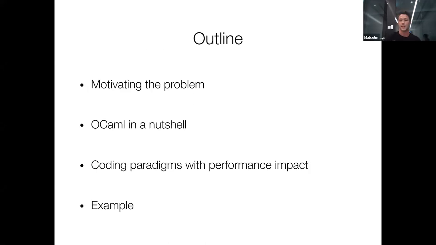Okay, so here's the outline of the talk. First, I'm going to motivate the problem, the application. We're going to talk about what market data is, how much of it there is, and why that is a high performance application. Then we're going to get to some OCaml specific stuff. We'll talk about OCaml at a high level and some of the things about OCaml under the hood, which are important to understand when you're trying to squeeze out as much performance as you can. Then we're going to talk about some specific coding paradigms in OCaml and their performance impact, and maybe some alternatives when you're writing very performance sensitive code. And then at the end, we're going to see some demo code for this packet processing system that we're walking through.